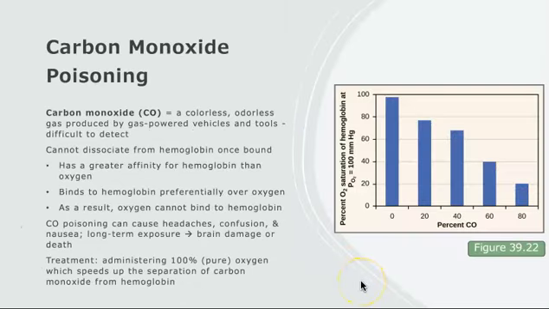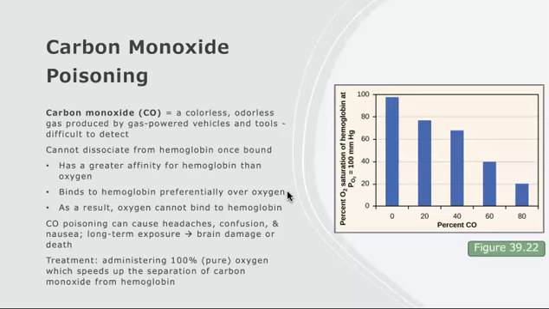Now the last thing we want to talk about is carbon monoxide poisoning. Carbon monoxide, or CO as it's called, is a colorless, odorless gas produced by gas-powered vehicles and tools, but it's difficult to detect because, again, it's colorless and it's odorless. So once that's in our system, we cannot dissociate it from hemoglobin because carbon monoxide has a high affinity to our hemoglobin. It wants to bind to it. It loves it. And so it will bind to the hemoglobin over oxygen.